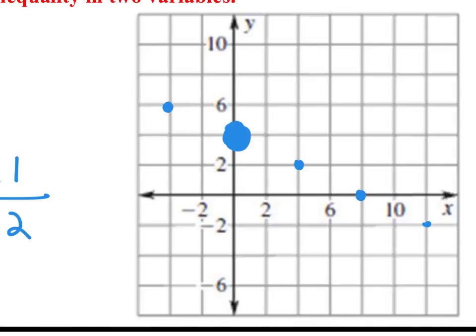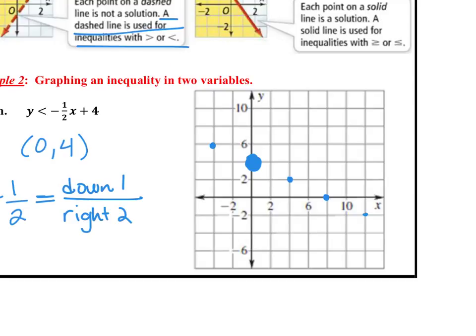It's a really big intercept. Why is it so big? I don't know. Why is it so strange? You're doing it wrong. You're going right. What did I do wrong? You're going right 4. Okay, connect your dots.